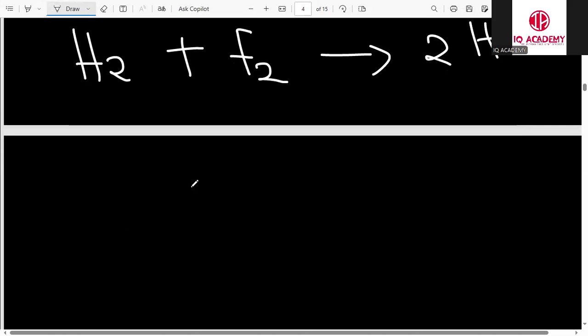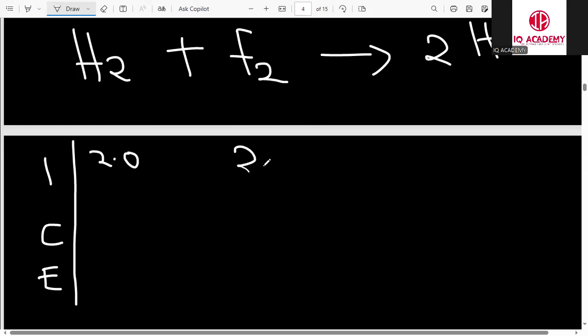Okay, so based on this reaction here, we are going to come up with the ICE table. So we are going to say the initial, the change, and then the equilibrium here. Okay, so this is the ICE table. So what is the initial concentration of the hydrogen? It is just 2.0. What is the initial of this one? It is just 2.0. And then what is the initial for this one here? It's also 2.0.